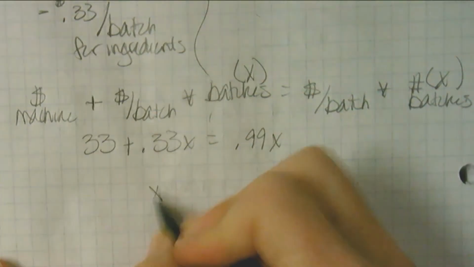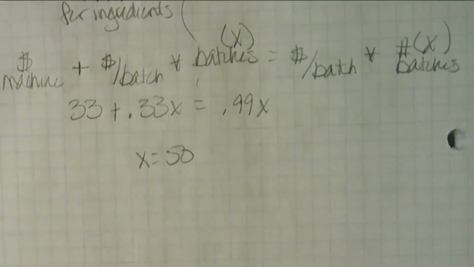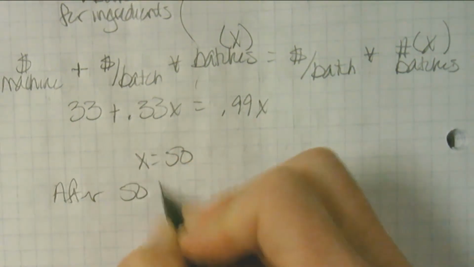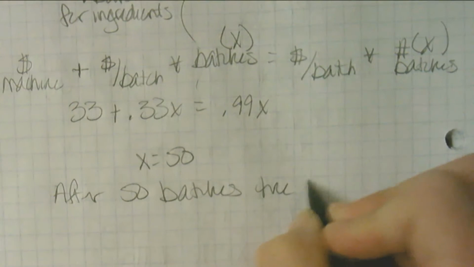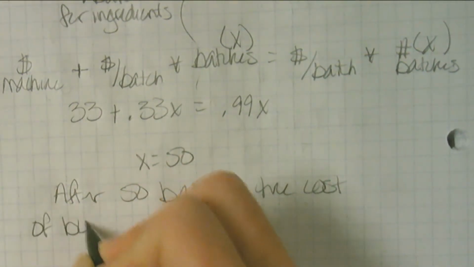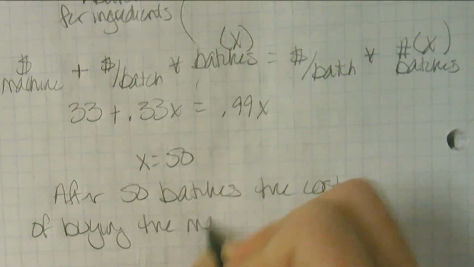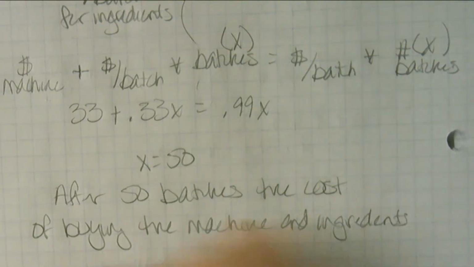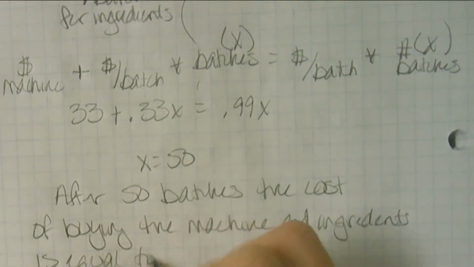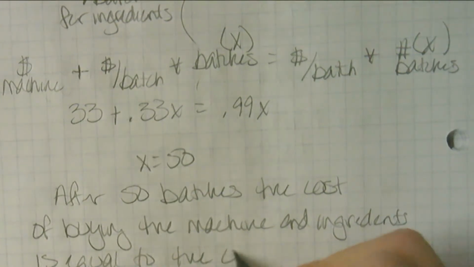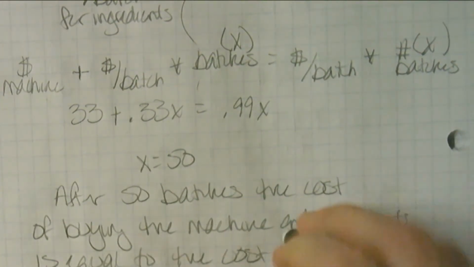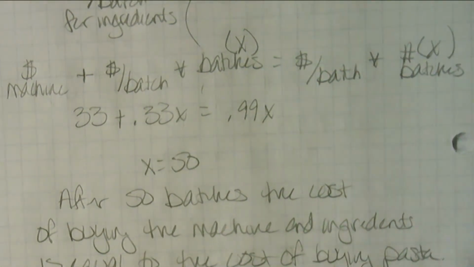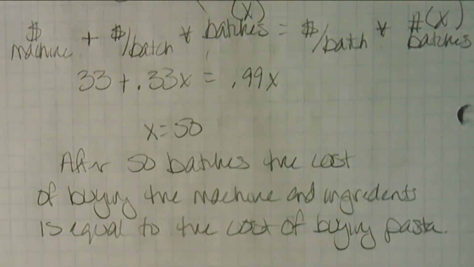So when we get done here, I have x equals 50. That's a really good question. Like, what does that answer mean? So I would say after 50 batches, the cost of buying the machine and ingredients is equal to the cost of buying the pasta. All right, that would be the sentence I would expect to see. So that's a longer sentence, but that's the explanation.